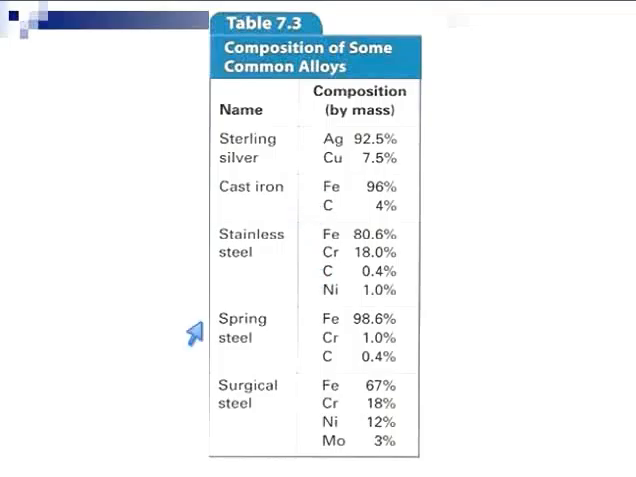Now, spring steel is a little different, it doesn't have the nickel, and surgical steel has molybdenum. Okay, we have iron, chromium, nickel, and molybdenum in the surgical steel. So these are some common alloys, and you might be familiar with a few.